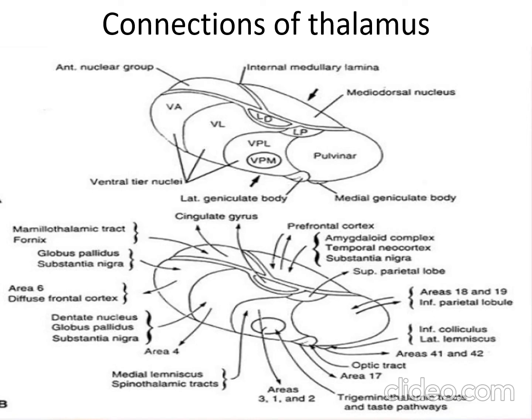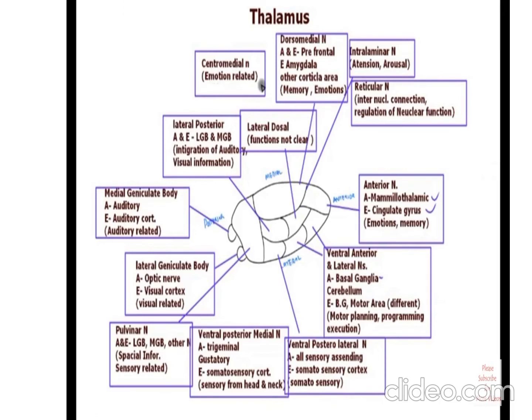And the pulvinar nucleus receives the sensory impulses from the medial and lateral geniculate body, and it gives its efferent fibers to the hearing and the visual cortex. And the medial geniculate body receives its impulses from the inferior colliculus and sends to the hearing cortex, that is to the superior temporal lobe, area number 41 and 42. And the lateral geniculate body receives its afferent impulses from the superior colliculus and sends its efferent to the visual cortex, particularly to the area 17. This is again the summary of the connections of the thalamus.